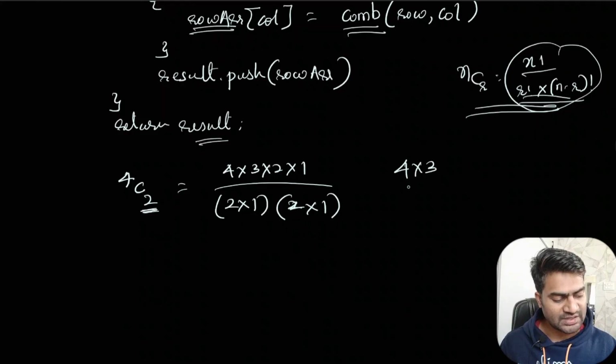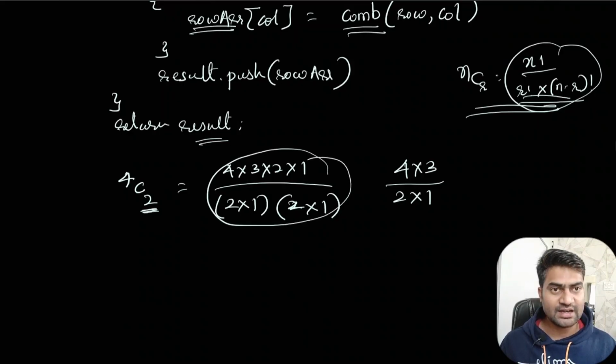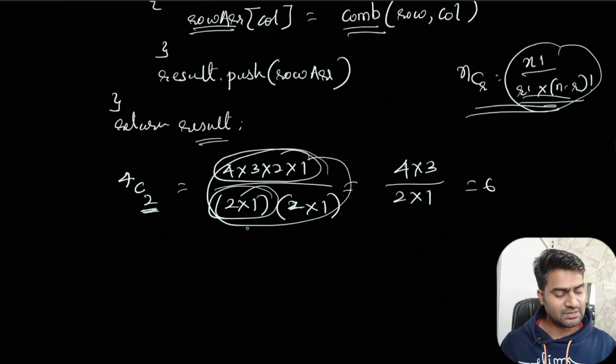Another simple way would be 4 into 3, basically 2 values only. So 4 into 3 divided by 2 into 1, which is the same as this entire equation. So now this will also give the same thing for us, which is 6. This will also give us 6. It is same, right? So now if you see, unnecessarily we are calculating the factorial of this number, again factorial of this number, again factorial of this number. So we can avoid that.